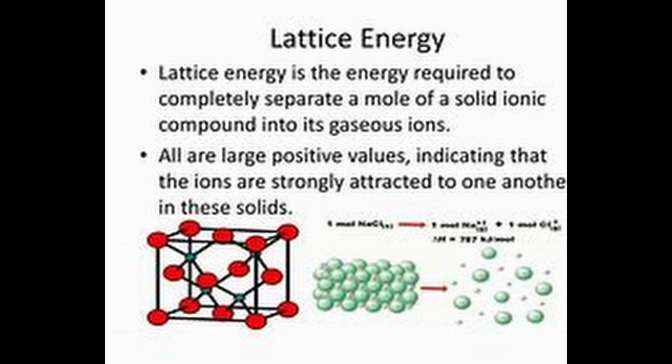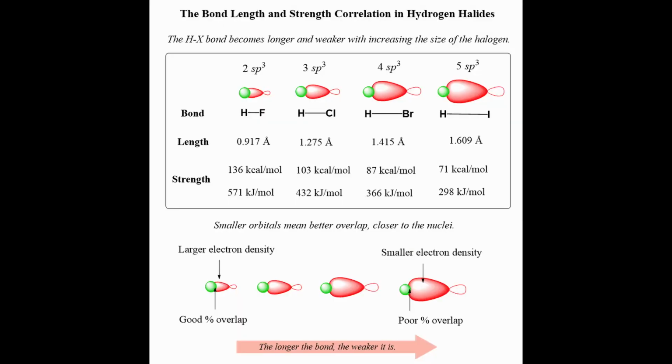Now let us look at the bond parameters. Number 1, bond length. It is defined as the equilibrium distance between the nuclei of two bonded atoms in a molecule. In case of a covalent bond, the contribution from each atom is called the covalent radius of that atom. Each atom's covalent radius contributes to the bond length in a covalent bond. The covalent radius is half the distance between two identical atoms connected by a bond. To find the bond length, we add the covalent radii of the two atoms.